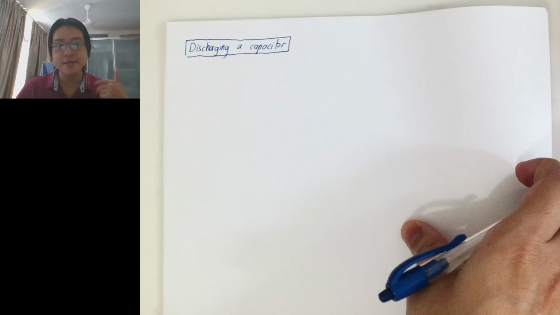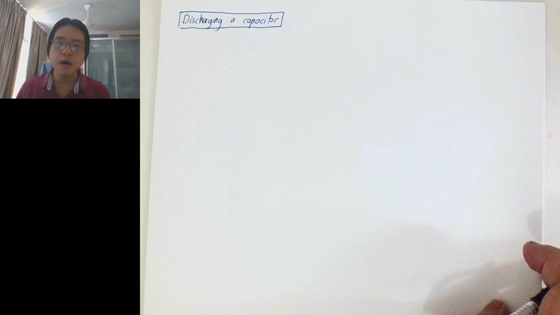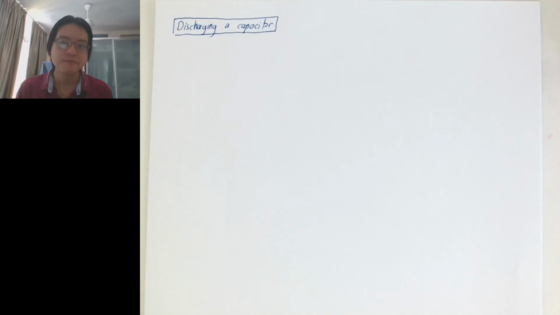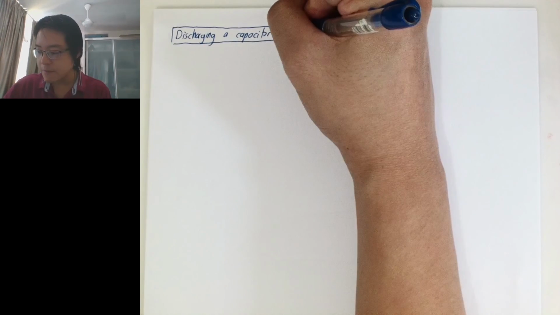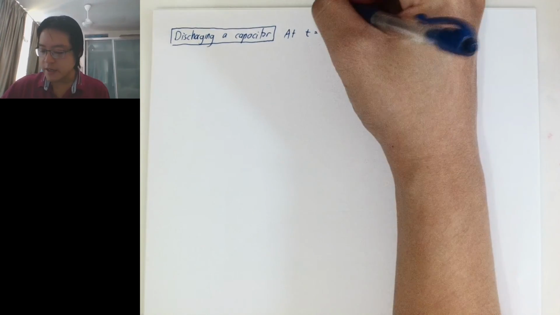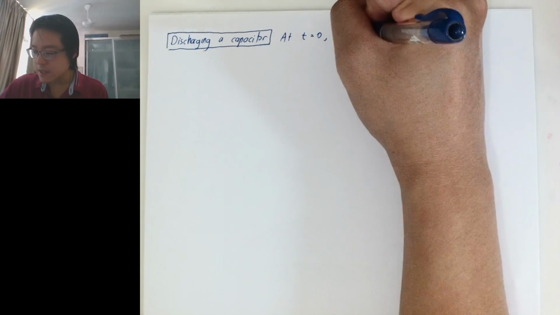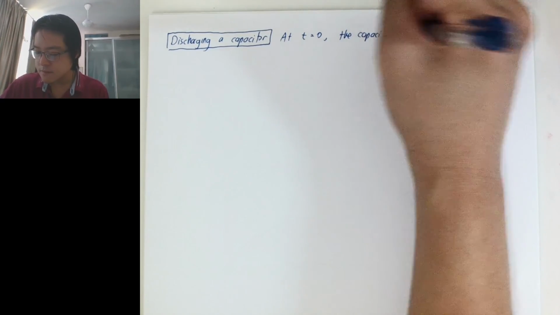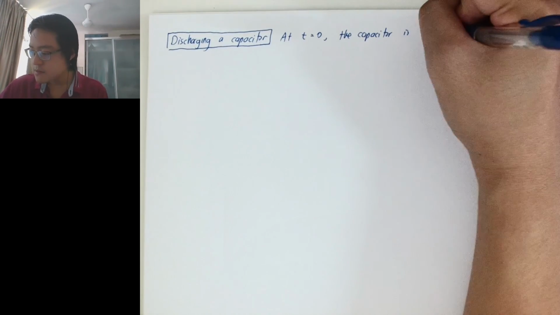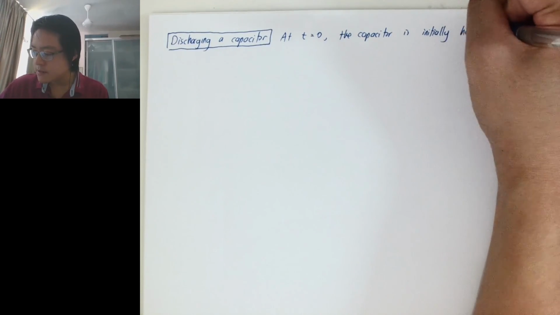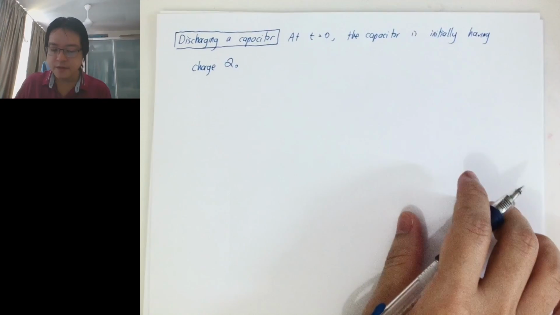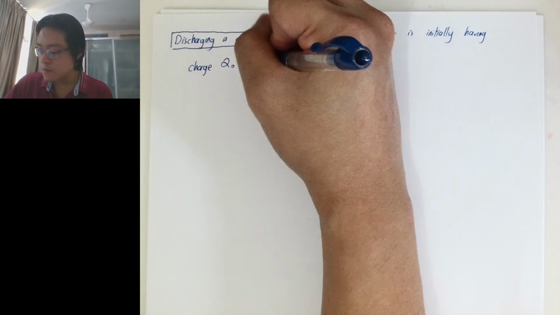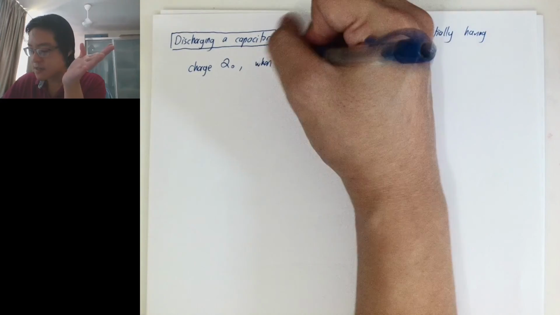But what happens if we discharge a capacitor? It's kind of the same story in reverse, but with a big difference. We do not have a battery. So let's see how it works. I have a capacitor at time 0. It is fully charged, so at time 0 the capacitor is initially having a charge Q0.